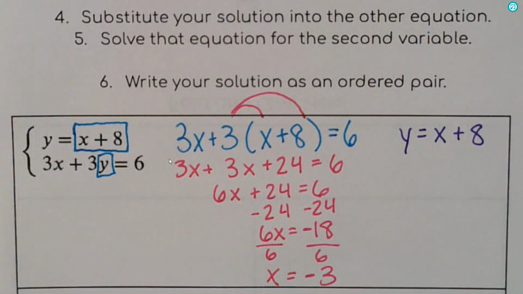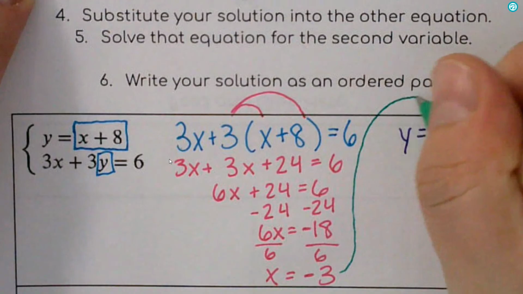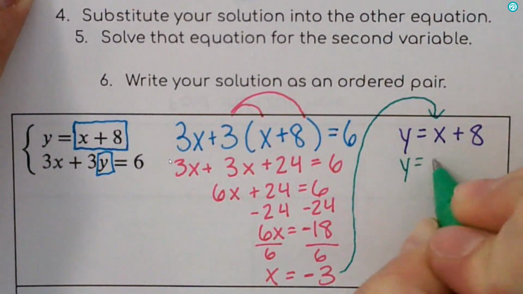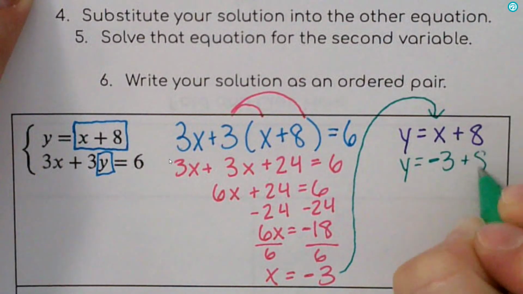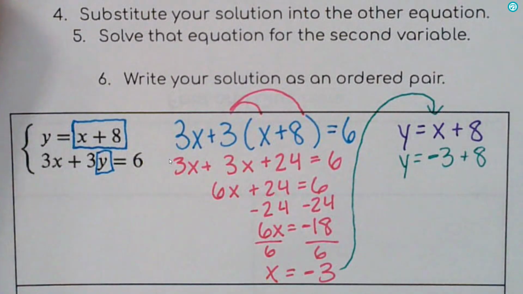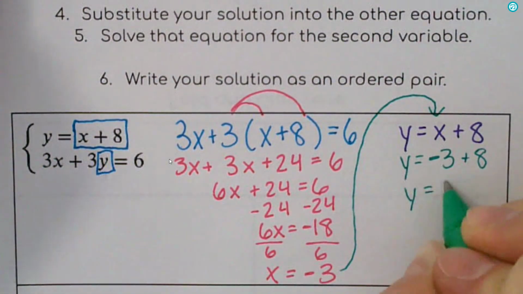And then we are able to plug in the fact that we now know that x equals -3. That can get plugged in for this x right here. So we will have y equals -3 plus 8. So we replace the x with that -3 because we now know what x equals. And then -3 plus 8, same thing as 8 minus 3, is 5. So we get y equals 5.